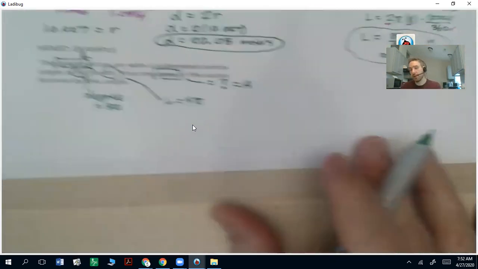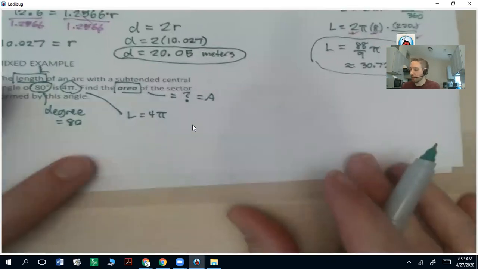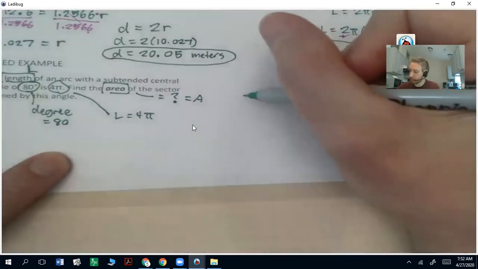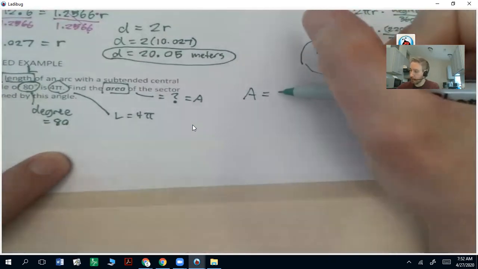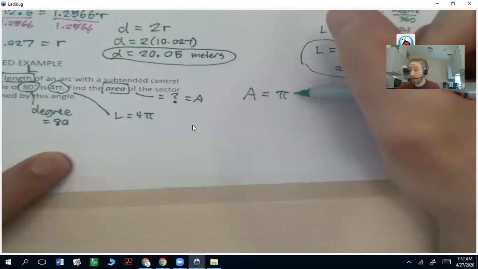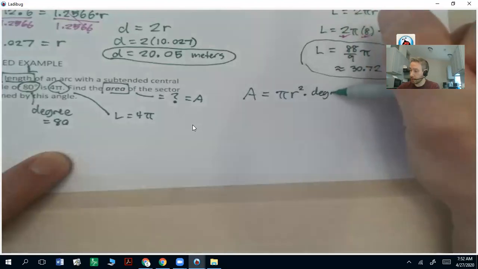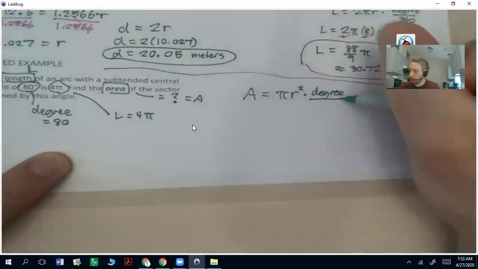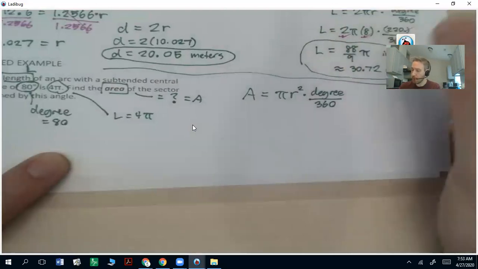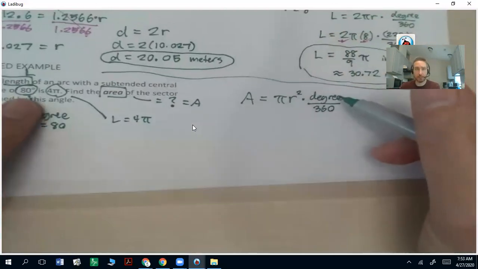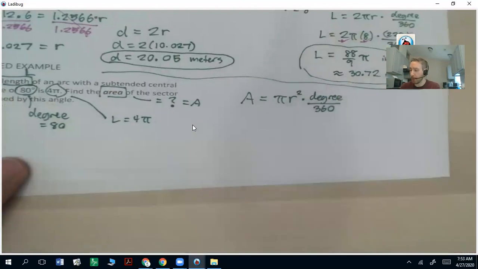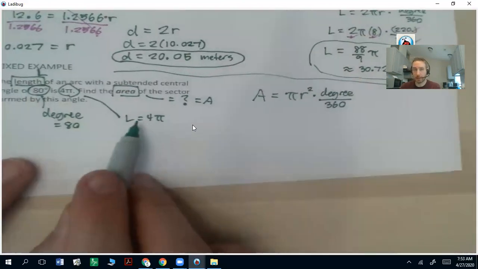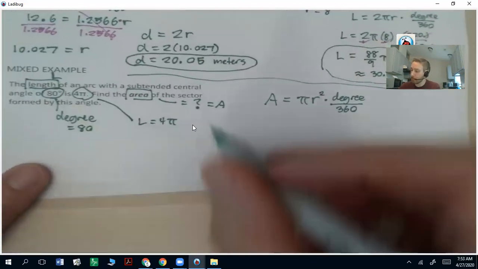So if I want to find the area, let's think about what the area formula is. Remember, area of a circle is pi r squared. So I need pi r squared times degree over 360. Well, I have the degree. The degree is 80. I need the r. And in order to get the r, I have to go back to the length formula and solve for it.